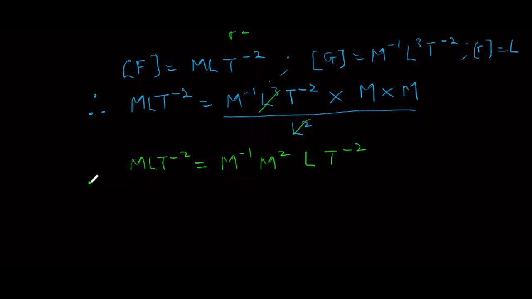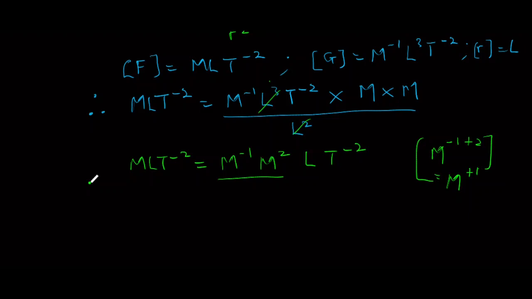Now, let's simplify these two, m raised to power minus 1 and m raised to power 2. We can apply indices. Since they have the same base, we pick one of the m. So the first power is minus 1, while the second power is 2. By using indices, that will give us m raised to power 1.